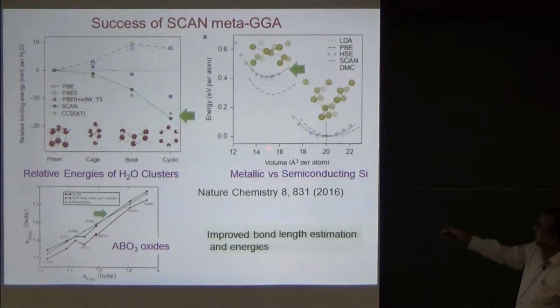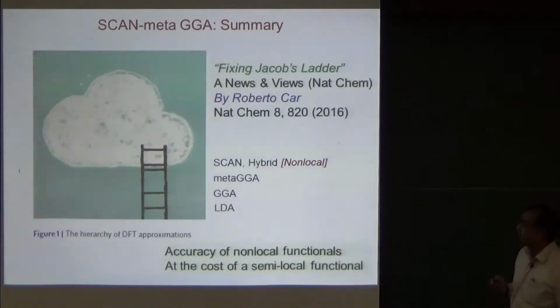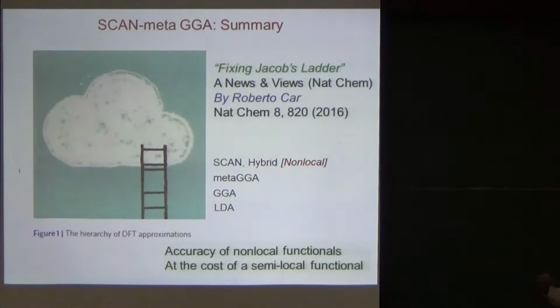Second is the covalently bonded system, silicon, the metallic versus semiconducting forms of silicon. And again, you see the new functional gives you exact energies matching diffusion Monte Carlo results, whereas the standard earlier versions were quite wrong. And these are oxides, which are the third class of materials, where also the bond lengths are given more or less exactly using this new density functional. Okay? So indeed, this is a very big improvement over what was used in density functional theory before.